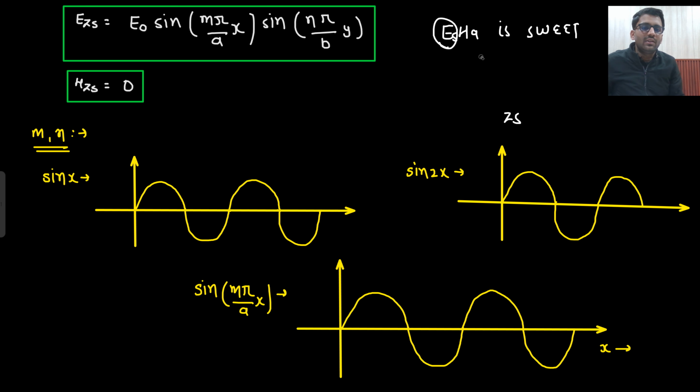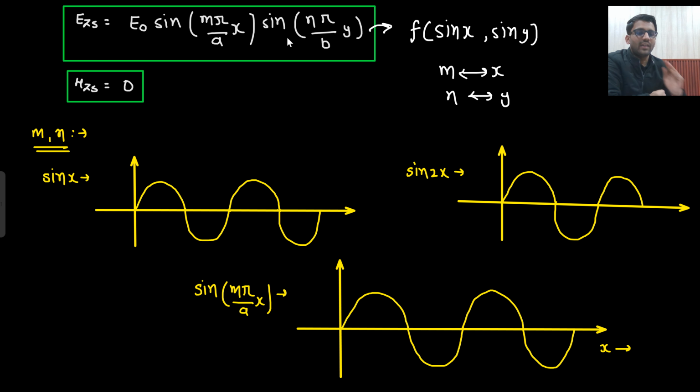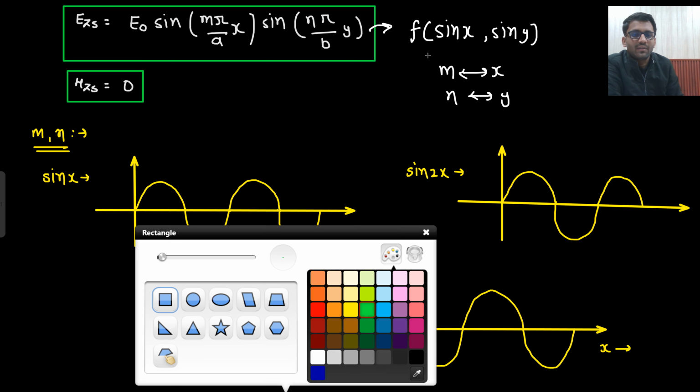So here can I write down one thing? Roughly I am writing it down, okay? Roughly it is a function of sin x and sin y. Just a rough estimation, I am saying that both sines are there. E naught sin m pi by a into sin n pi by b. One more thing you will remember: m is always associated with x and n is always associated with y. You do not interchange it, okay? Never interchange it. m is associated with x and n is associated with y. Is that clear to you? So keep this thing also in mind.